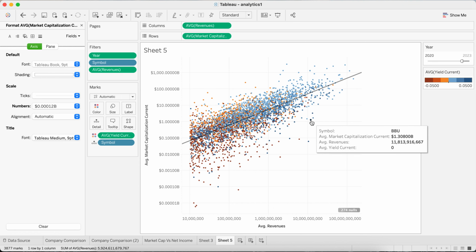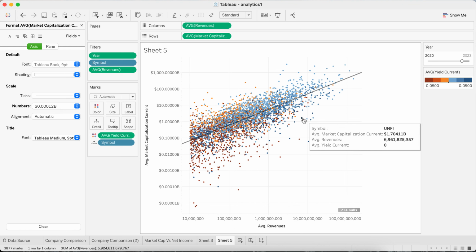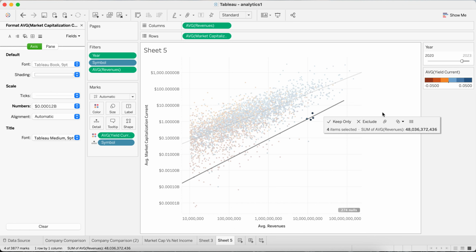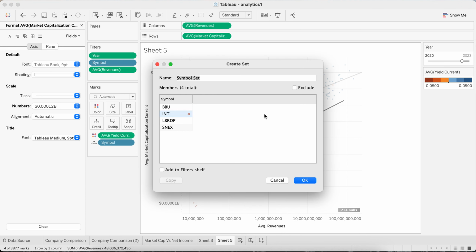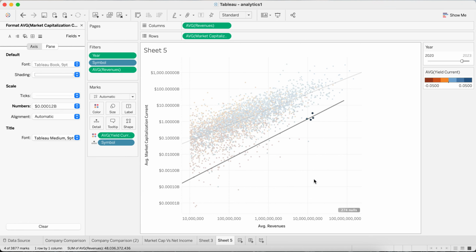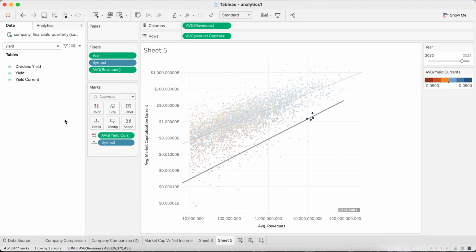Let's take a look. For example, there's BBU, SNEX. Not sure what these companies are, but I can further filter down on them. So why don't I create a set? Let's create a set of these symbols, and let's call them interesting companies. Okay, let's create that set in Tableau.